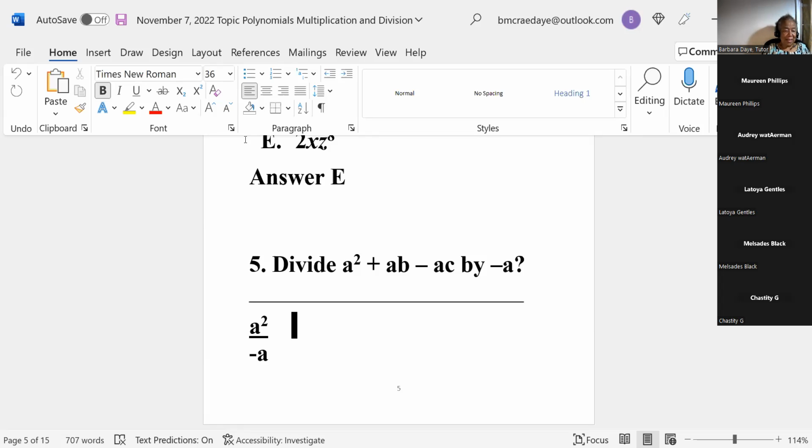A to the 2nd minus A to the 1. So 2 minus 1 is what? It's 1. But it's a negative, so it's going to be a negative A to the 1. Oh, I put the negative. I'll just put the 1 here. You didn't have to put the 1. The 1 is the default.